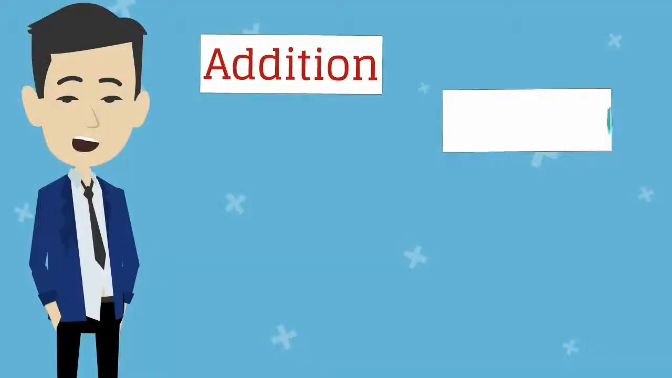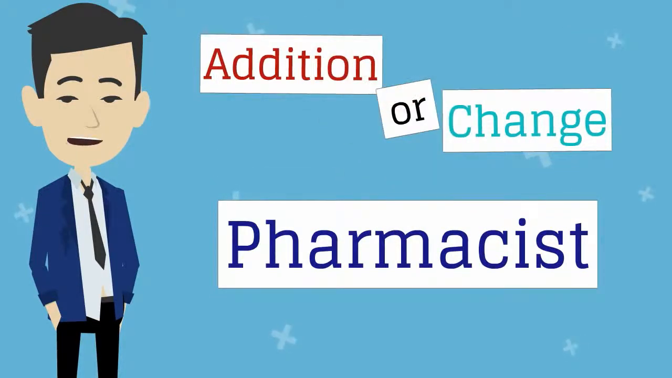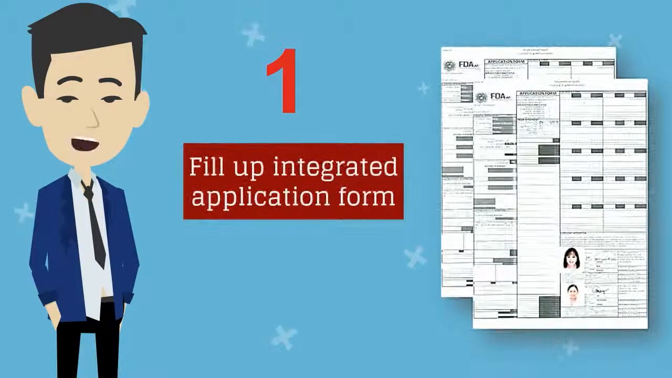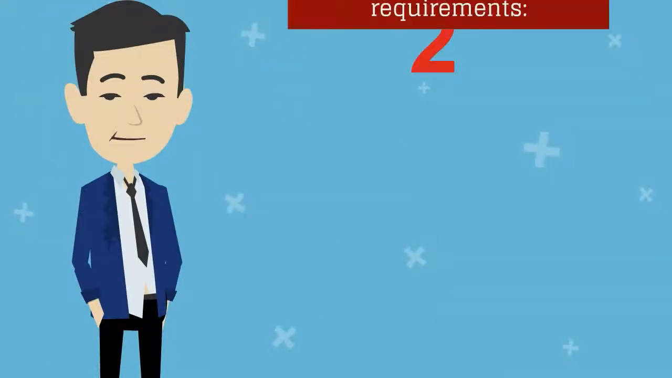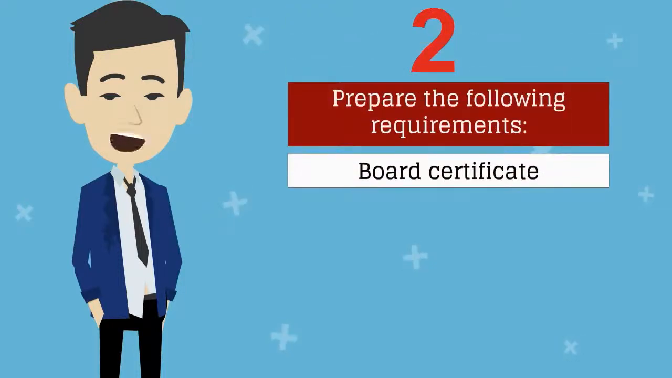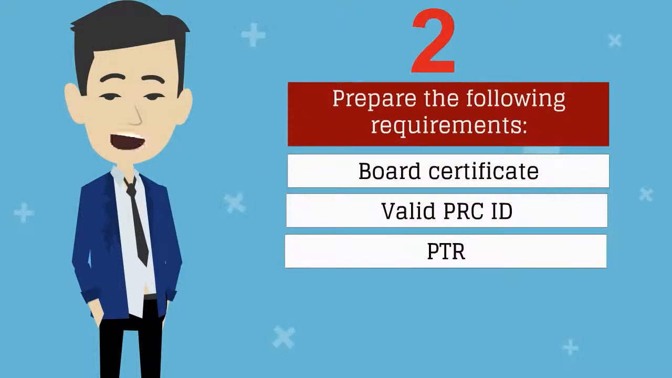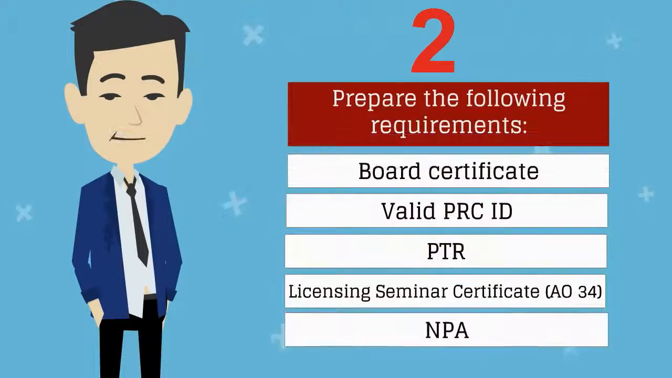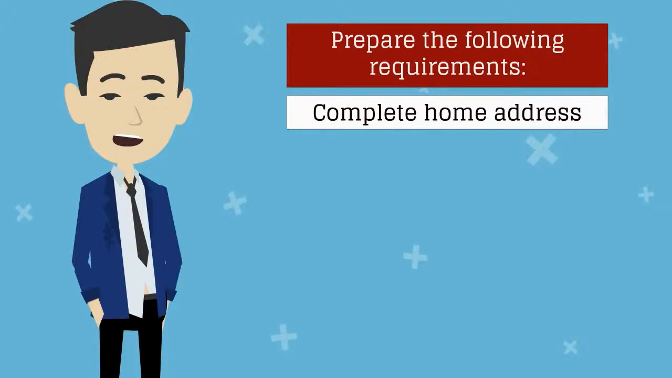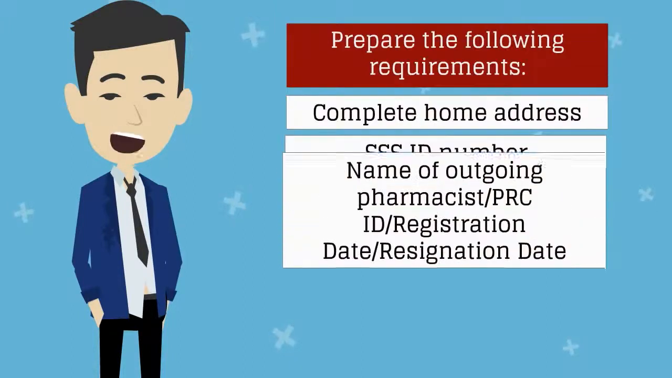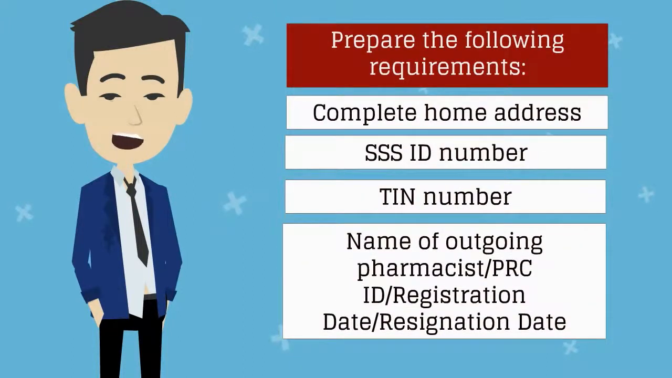The third topic we will discuss is the addition or change of pharmacist. Just follow these 3 simple steps. 1. Fill up the integrated application form. Step 2. Prepare the following requirements: board certificate, valid PRC ID, professional tax registration, certificate of licensing seminar, and NPA. Also, these are the other information required by the FDA: complete home address, SSS ID number, TIN number, and name of outgoing pharmacist, PRC ID, registration and resignation date.